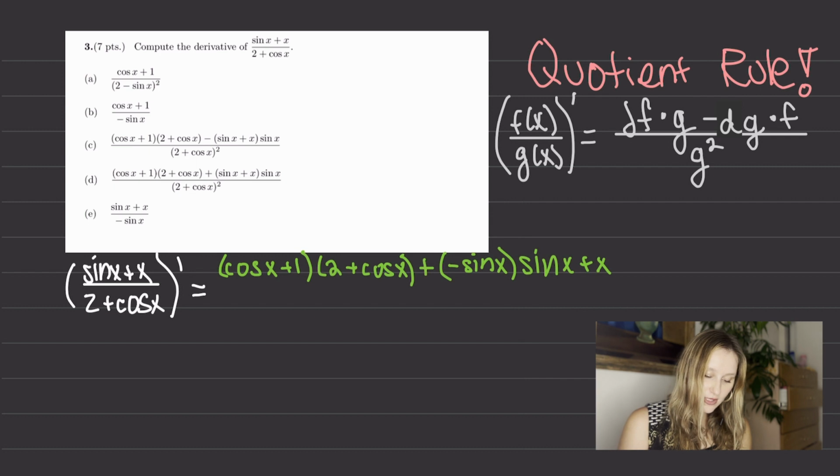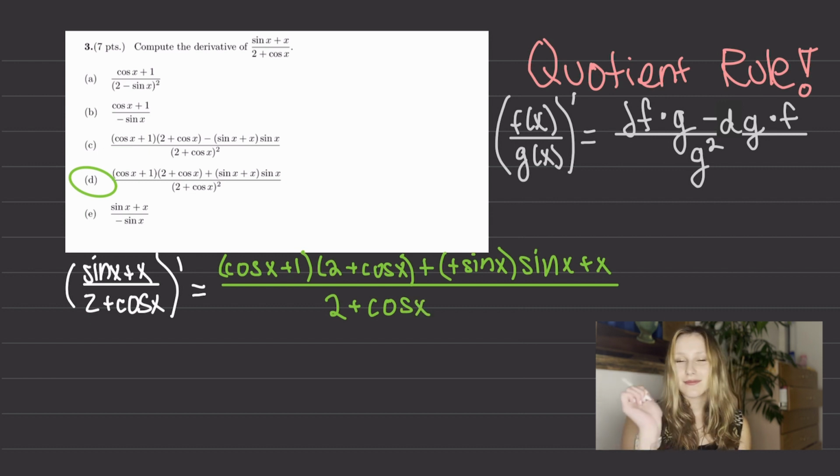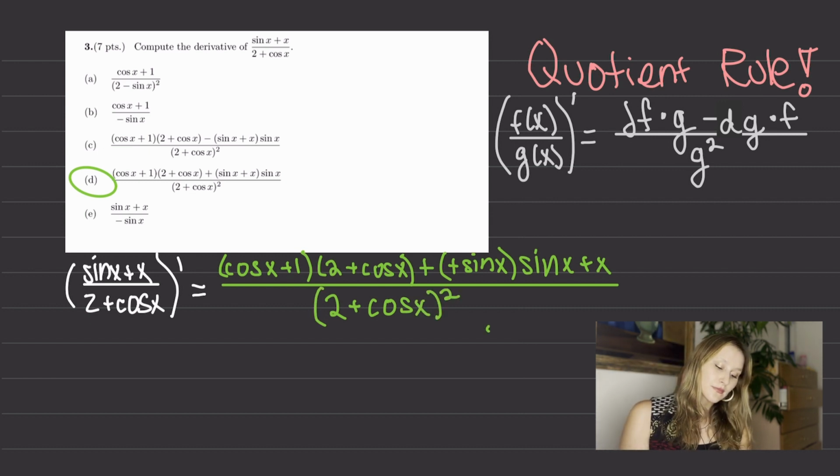This is a multiplication. So far it's looking like this one is the right answer, but let me, there we go. And then the bottom squared is 2 plus cosine x squared, period. And that makes sense.